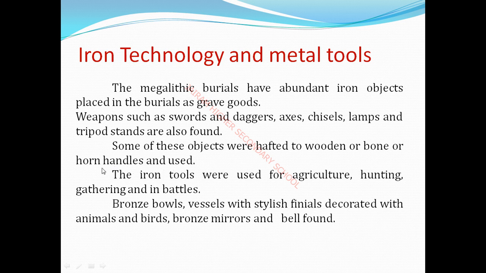You see, some of these objects were hafted to wooden, bone or horn handles. What is meant by horn handles? Horn means comb, they used such handles for these objects. The iron tools were used for agriculture. What are the iron tools? They used iron tools for agriculture, hunting, gathering and also in battle, in war.